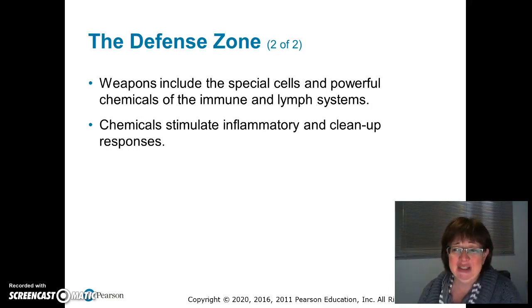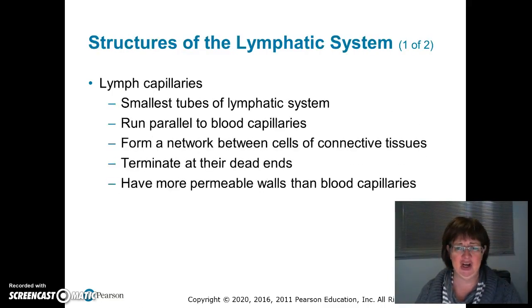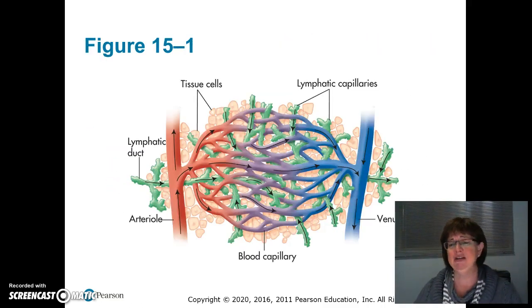So there are weapons that include specialized cells and specialized chemicals, and this will also stimulate an inflammatory response and a cleanup response. The lymphatic system is both a transport system and also the barracks of the immune system, and it works very closely with the cardiovascular system. So here is a diagram. The red is the oxygenated, the blue is the deoxygenated, and the green is the lymphatic tissues.